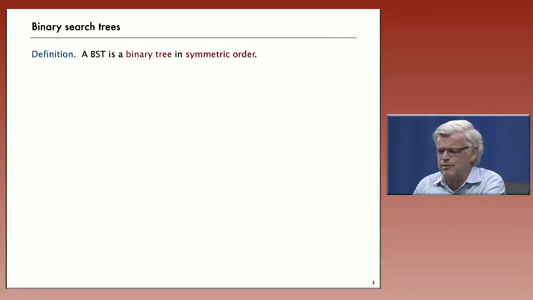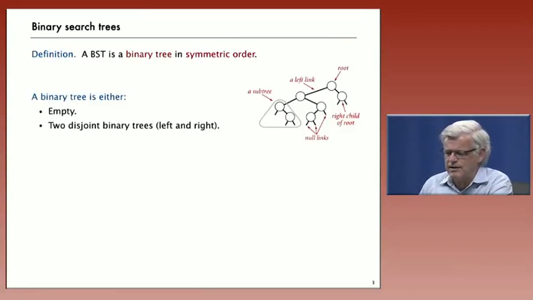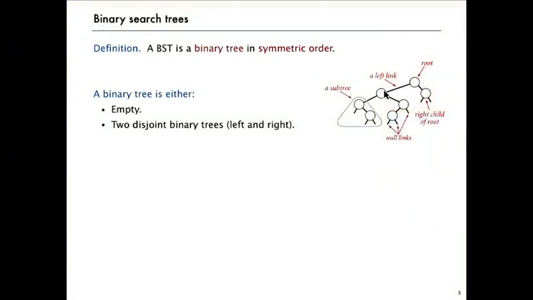A binary search tree is a binary tree in symmetric order. Let's look at the meaning of those words. So a binary tree is an explicit data structure. It's got what we call nodes, which contain information, and every node's got two links to binary trees that are disjoint from one another, a left tree and a right tree associated with each node. Each node has a left tree and a right tree. Links can be null, the left tree can be null and the right tree can be null, or both.